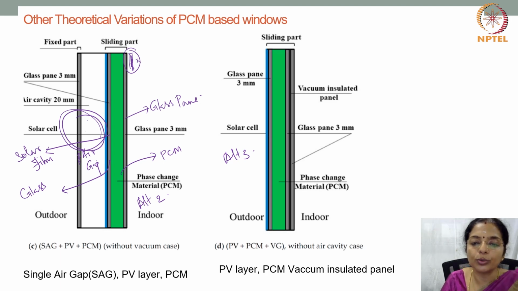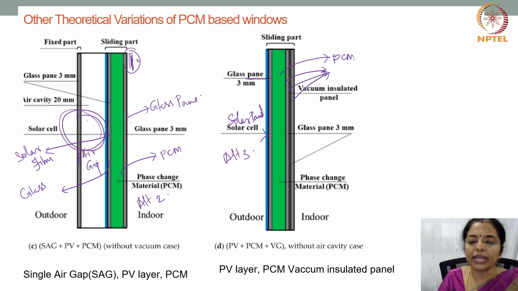So you directly have a solar panel or a film, and then you have the glass pane, then you have the phase change material, but here you have glass, vacuum and another glazing. So you can have multiple variations. These are all theoretical variations to assess which is very effective.